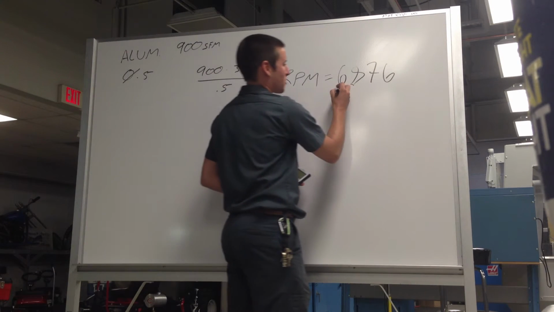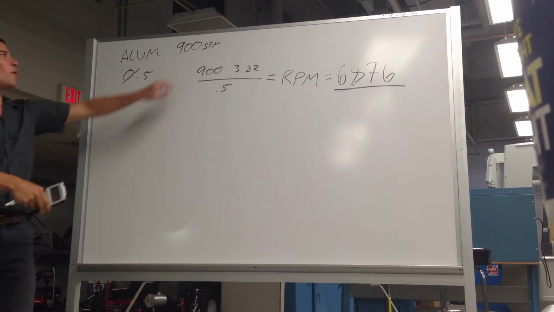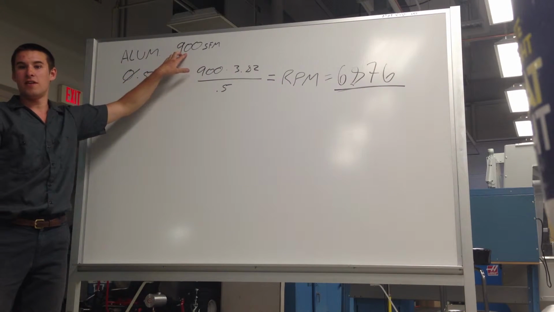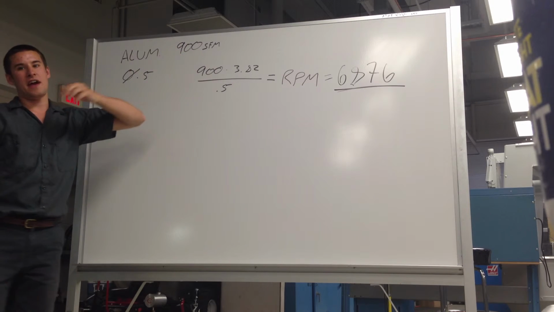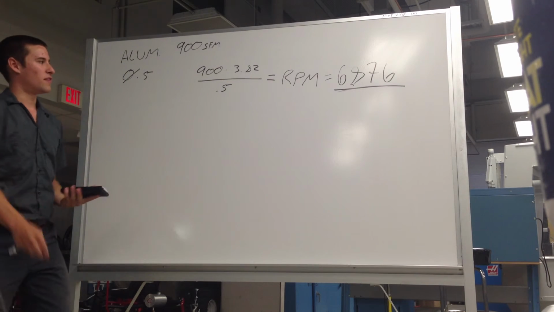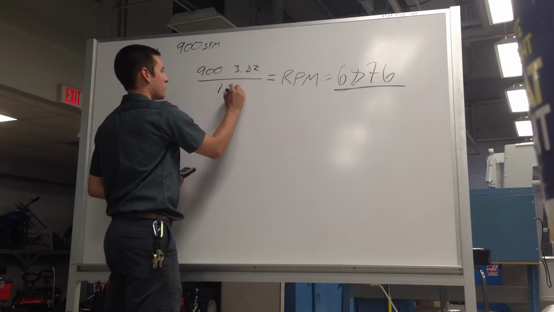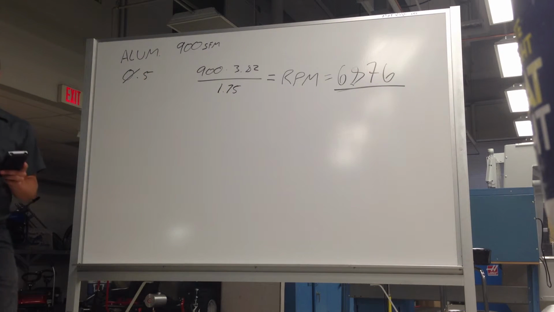So here's our RPM right there. That means I've got to run the Bridgeport that fast if I want 900 surface feet per minute, right? Obviously, we're not cutting at 900 surface feet per minute back there. Not with a half-inch tool, at least. So let's upgrade this to, let's say, a 1.75. What's that going to come out to?